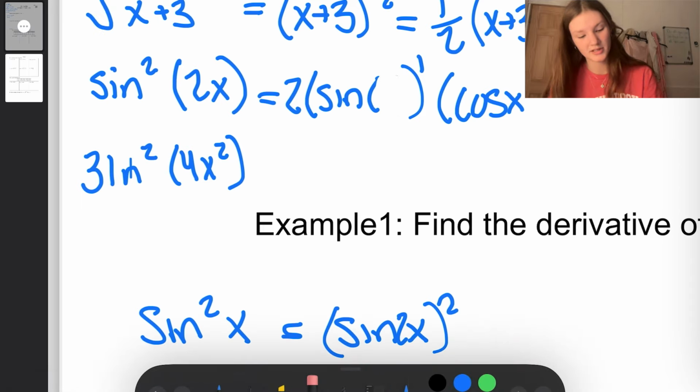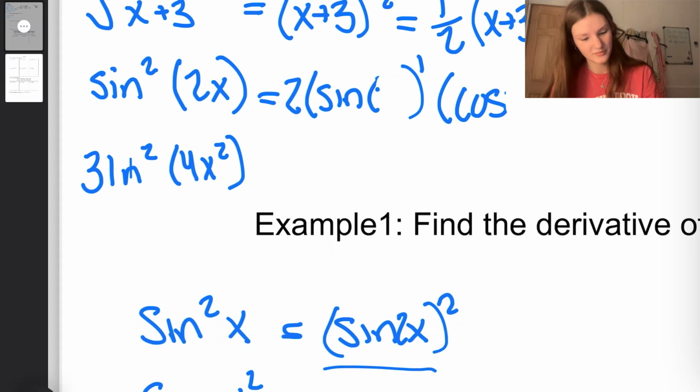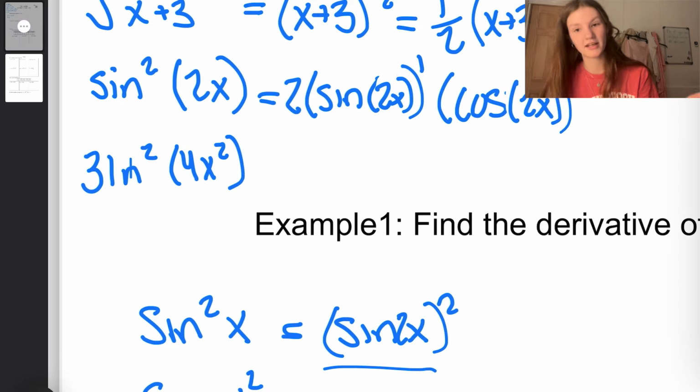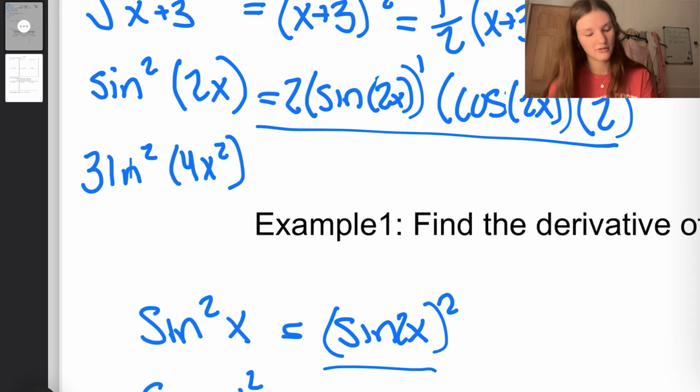Wait, this is 2x. Sorry guys, because you're going to have to keep the inside the same until the inside becomes the outside. So 2x. Cosine of 2x. And then finally, the inside of that function is 2x, whose derivative is 2. So that's the answer. I know it's kind of long, but hopefully that makes sense.